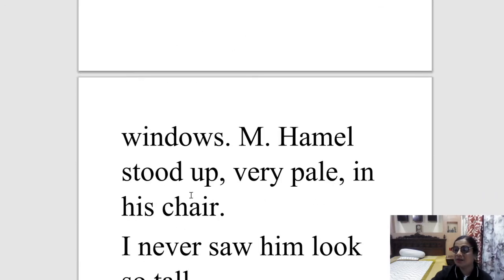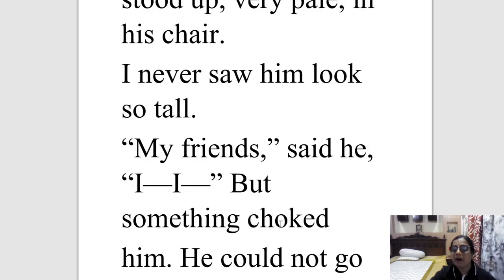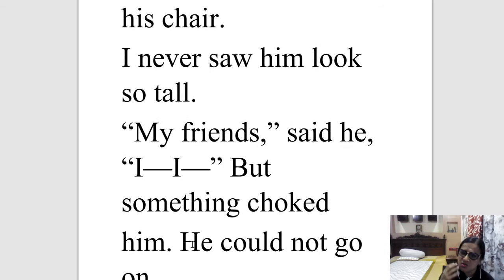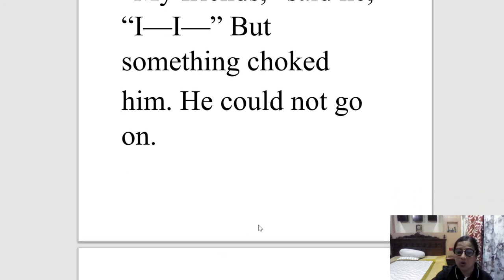And M. Hamill stood up. That is, the class was finishing. M. Hamill stood up, very pale in his chair. I never saw him look so tall. That is why it mentioned so tall, because he was having a lot of respect for M. Hamill, that he had been teaching for so many years, and he was to leave that day, and he won't be teaching from the next day. My friend, said he, I. That is, he was so emotional that he could not utter the words. But something choked him. That is, he was choked means he was crying to leave that place. He could not go on.